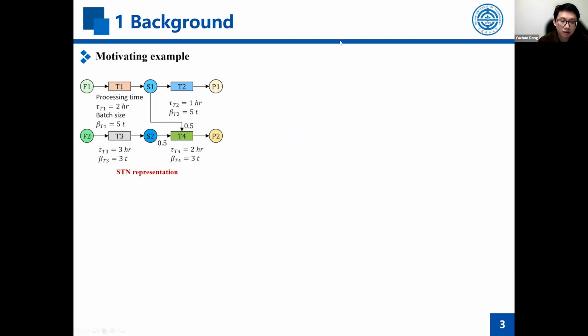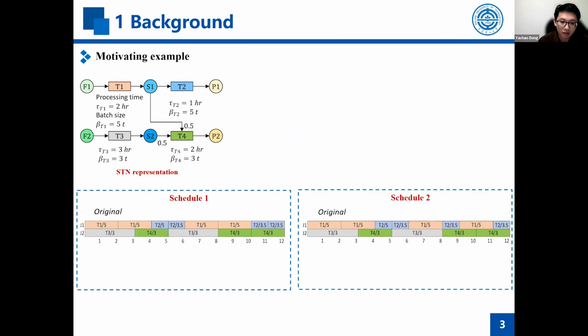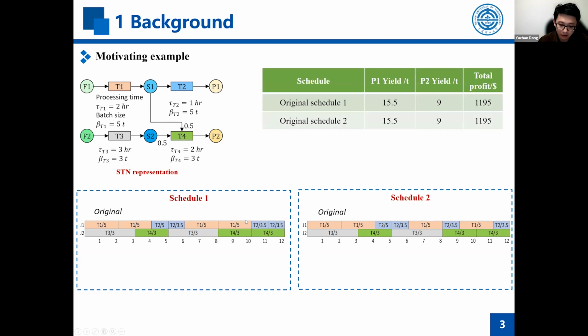And how important is it to consider uncertain factors? Let's look at a simple motivating example together. In this network, there are 4 tasks, T1, T2, T3, and T4, producing 2 products, P1 and P2. If we don't consider uncertainty and solve the problem of maximizing profits in 12 hours, we can obtain this schedule 1 and schedule 2. They have the same yield and the same profits, and they are shown in this table.